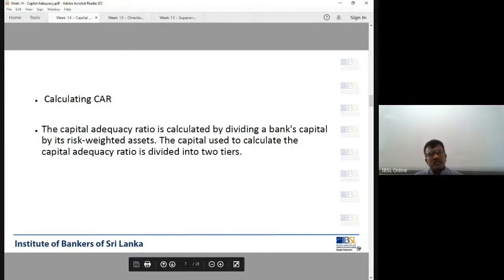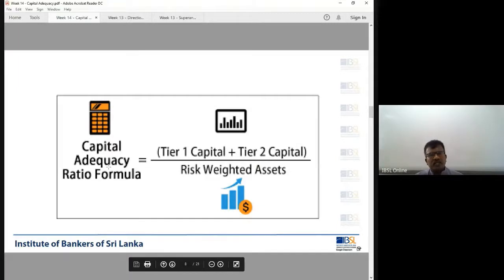Calculating capital adequacy ratio. Now, how do you calculate the capital adequacy ratio? Okay, today I'm just touching upon this. Next week, I'll give you enough reading materials and we do some calculations on capital adequacy ratio, how to do a real calculation. The capital adequacy ratio is calculated by dividing a bank's capital by its risk-weighted assets. The capital used to calculate the capital adequacy ratio is divided into two tiers, tier 1, tier 2. Capital adequacy ratio is core capital plus supplementary capital divided by risk-weighted assets.